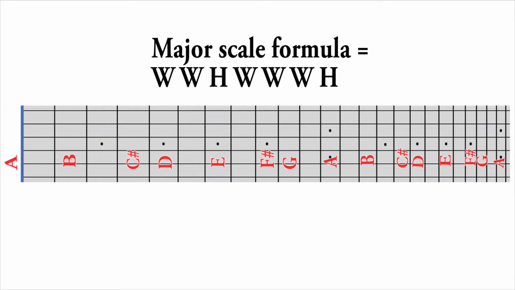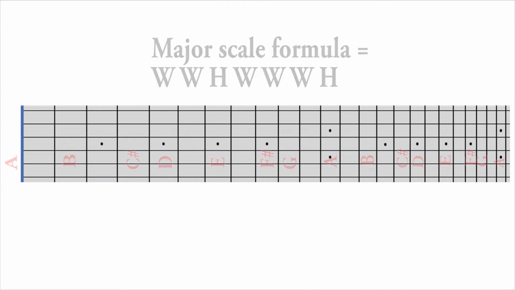Now, in this example, we were creating a major scale in the key of G, but you can create the major scale in any key. Start on any note and just follow this formula of whole, whole, half, whole, whole, whole, half. And you can create a major scale anywhere on the fretboard.